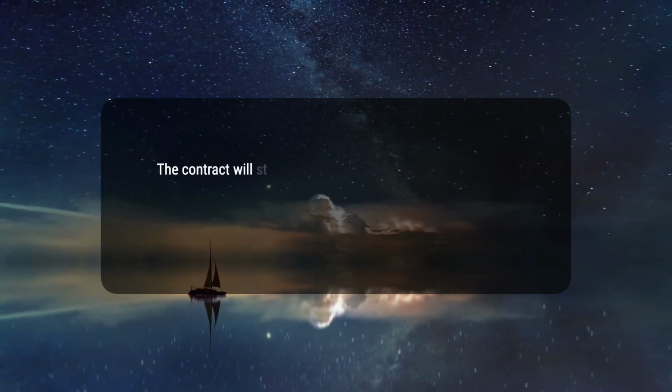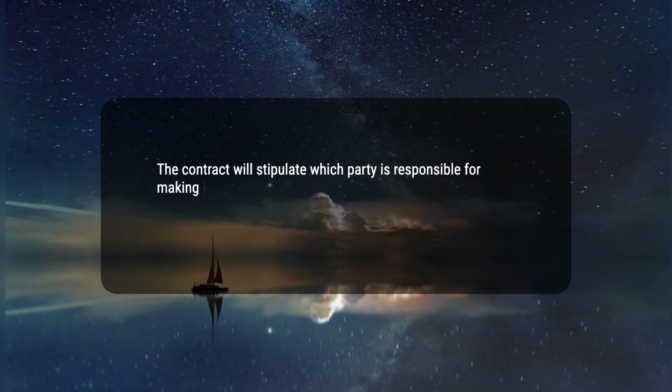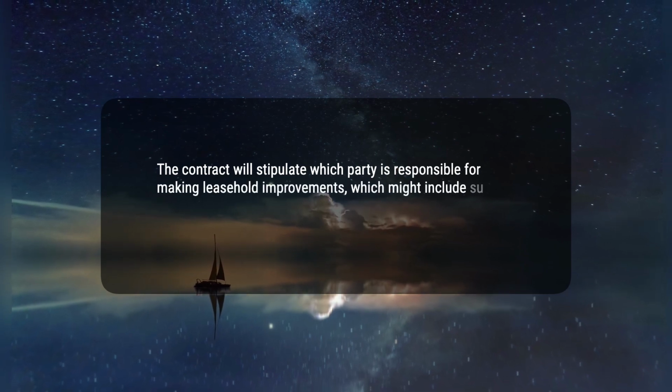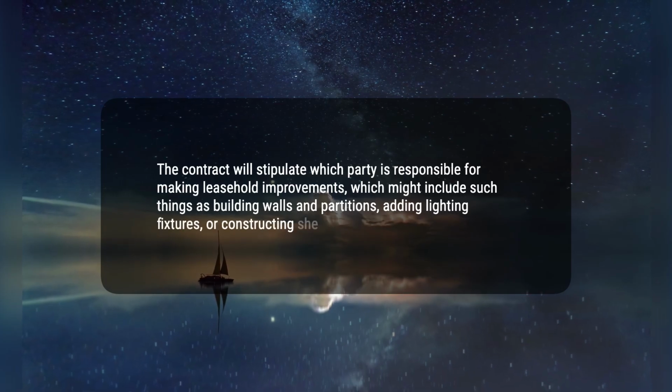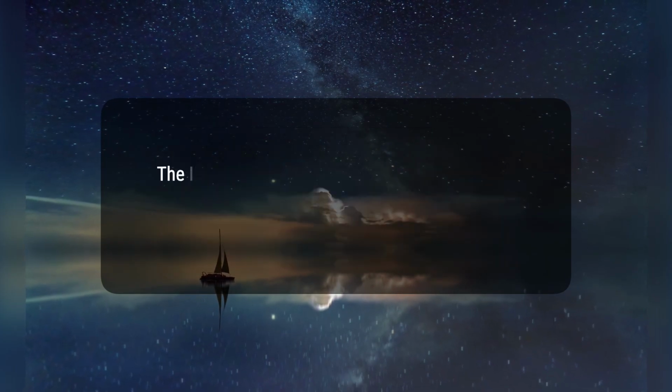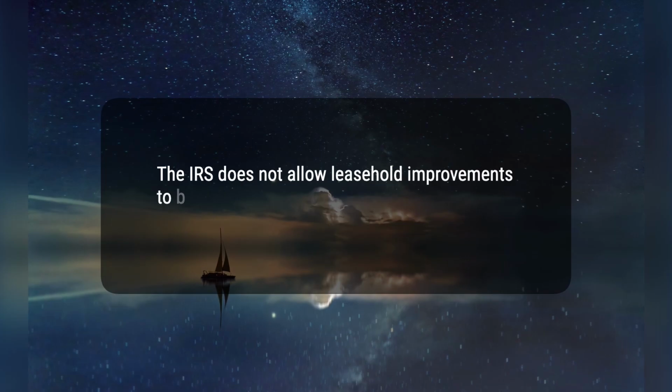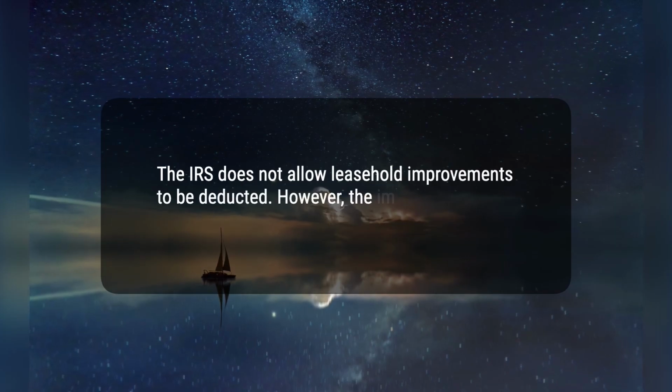4. The contract will stipulate which party is responsible for making leasehold improvements, which might include such things as building walls and partitions, adding lighting fixtures, or constructing shelves. 5. The IRS does not allow leasehold improvements to be deducted. However, the improvements are subject to depreciation.